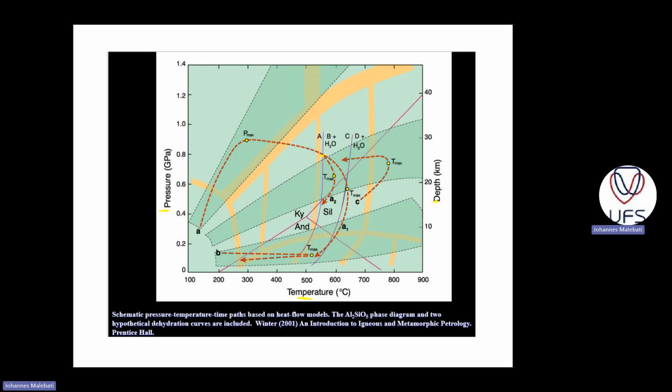But we see two paths. We see Tmax and A2, so we see A1 and A2. On A2, we see this cooling, for example, here. Then A1 will extend from A1 and then into Tmax and then into B.